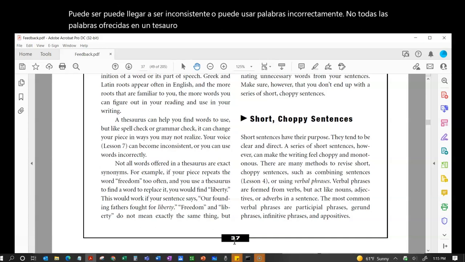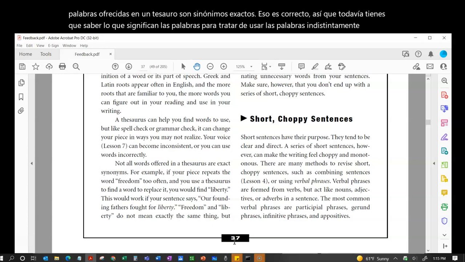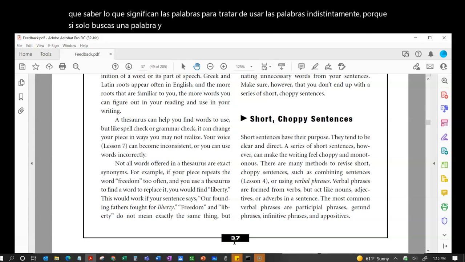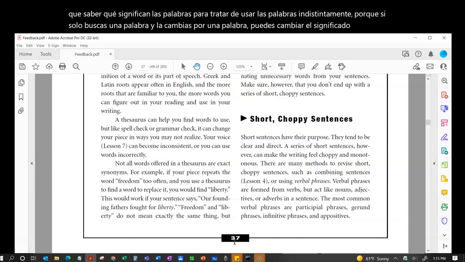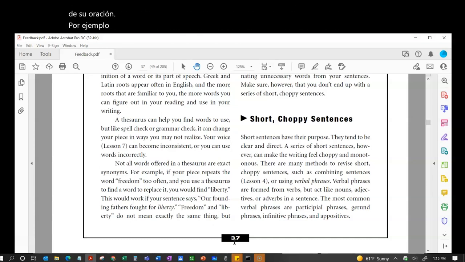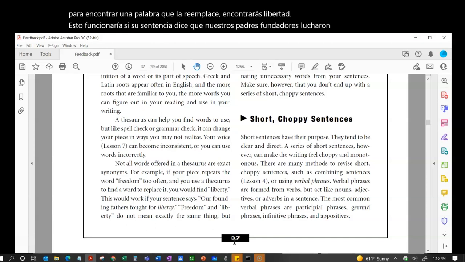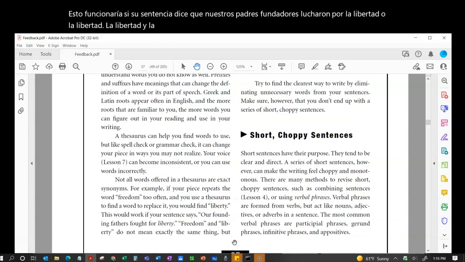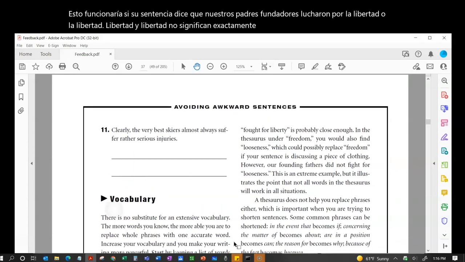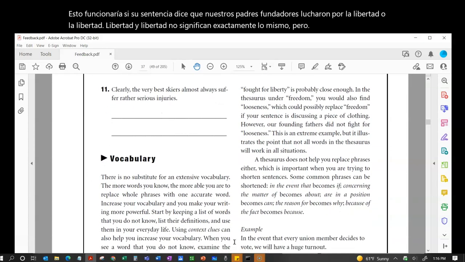That's correct. So you still have to know what words mean in order to use the words interchangeably, because if you just look up a word and change it out for another word, you may change the meaning of your sentence entirely. For example, if your piece repeats the word freedom too often and you use a thesaurus to find a word to replace it, you would find liberty. This would work if your sentence says, our founding fathers fought for liberty, or freedom. Freedom and liberty do not mean exactly the same thing, but fought for liberty is probably close enough.